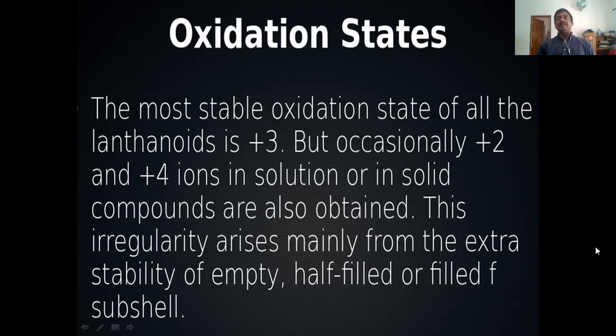This irregularity arises mainly from the extra stability of empty, half-filled or filled f orbitals. In the case of cerium, empty f orbital. And in the case of europium, the +2 oxidation state is stable due to the f7 configuration, half-filled configuration. Lutetium +3 is stable because of the f14 configuration, completely filled configuration. Already we discussed. Other properties.